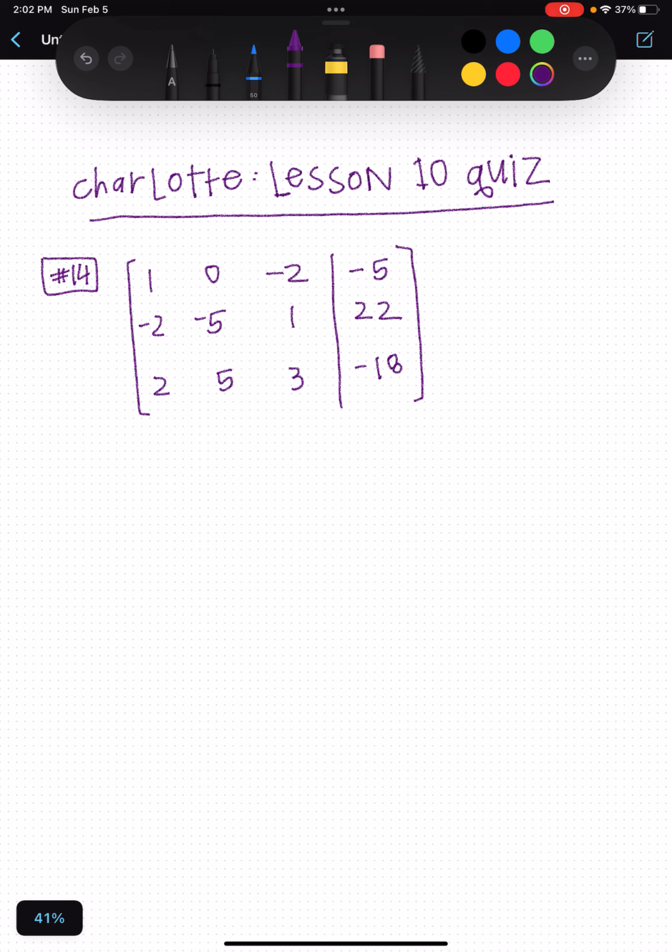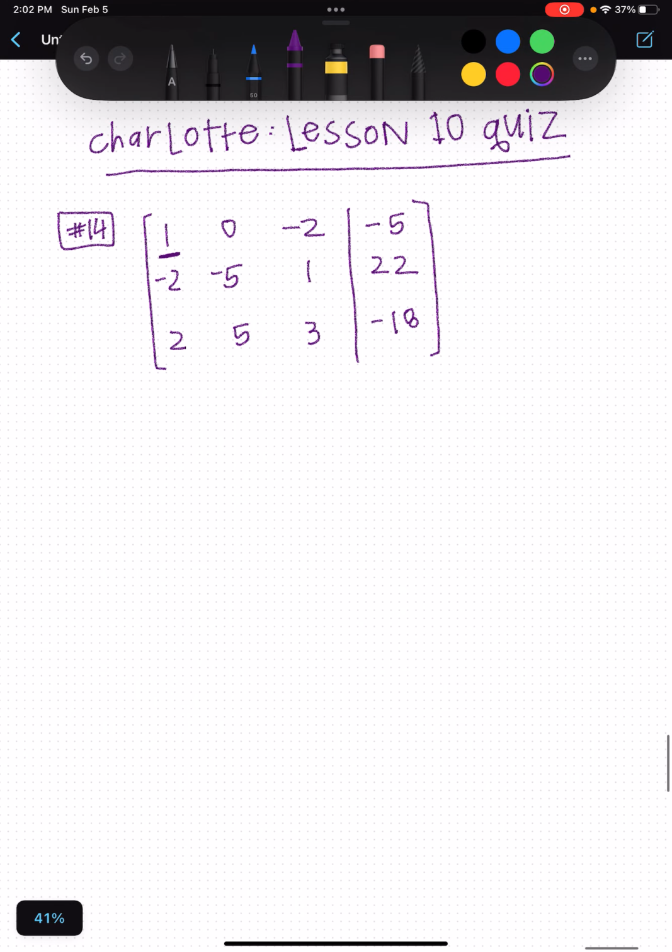Once this guy is a 1, what I'm going to do is now go down the rest of the column, so the -2 and the 2, and I'm going to get those to go away. The way I'm going to do that is by saying 2 times row 1 plus row 2. So all I'm going to do is change row 2. Row 1 stays exactly the same and row 3 stays exactly the same. So I'm going to just rewrite row 1 and row 3 really fast so that I remember that they stay the same.